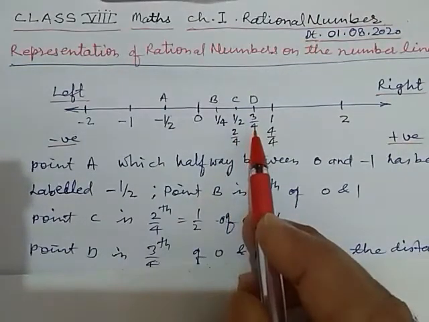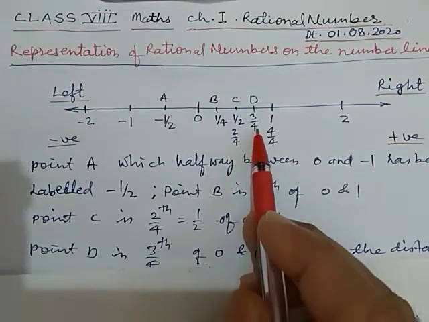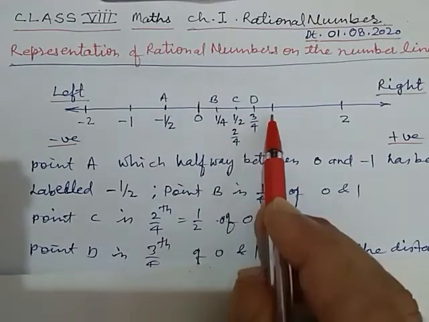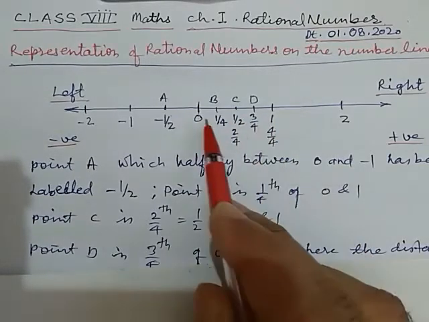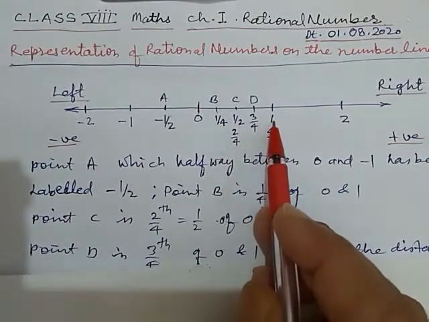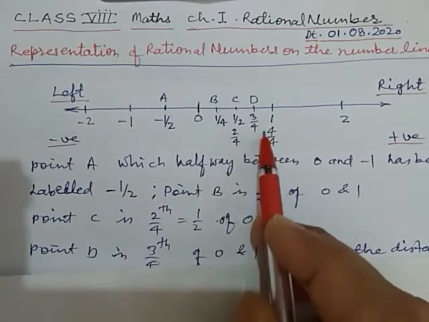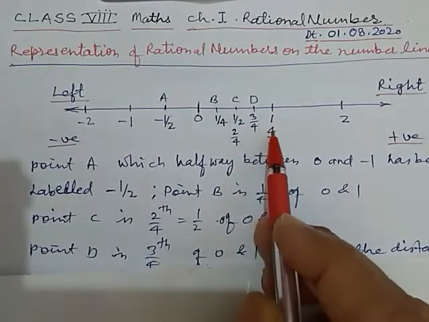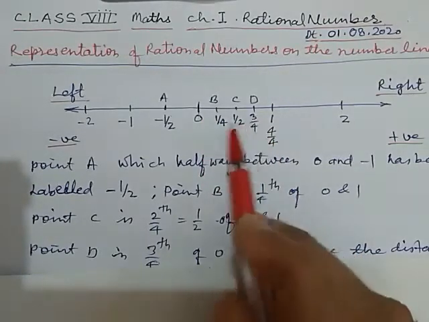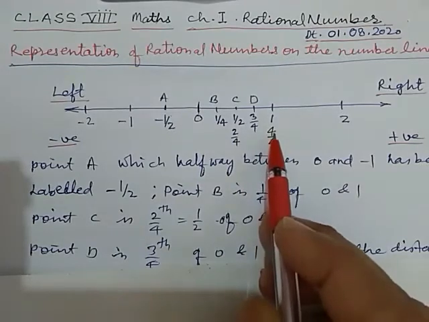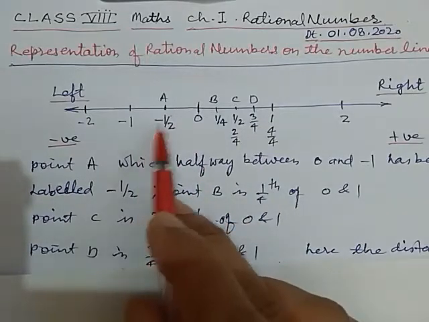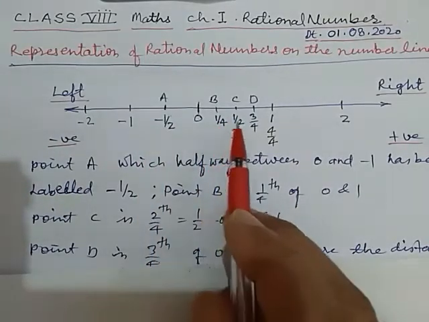Okay, now this is D and here there is 4, so denominator 4 means we have to divide 1 into 4 equal parts and consider the 3 parts. That's why this is 3/4. Okay, this is 1, means we have to take 4 parts, so 4/4. 1/4 is the 1 part and we have considered 4 parts, so this becomes 4/4, that is 1. This way we represent any fraction.